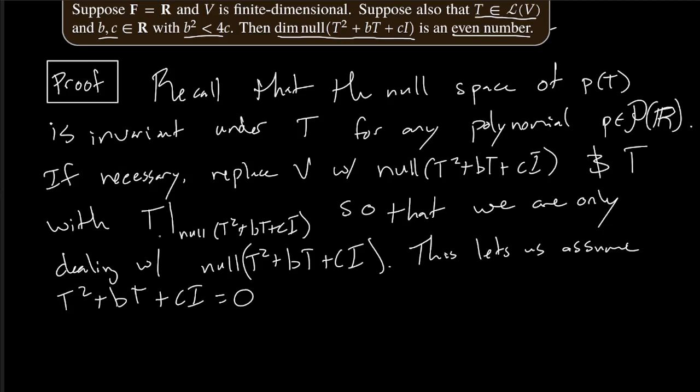I just don't want to have to write T restricted to the null space of T squared plus bT plus cI every time, because this takes way longer to write than T. So we'll pretend that T was this already by assuming that V is this. If it's not, replace V with this and replace T with T restricted to that. And then I can just use T instead of writing T restricted to the null space of T squared plus bT plus cI every time.